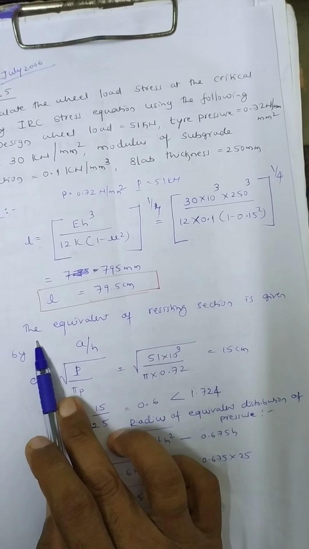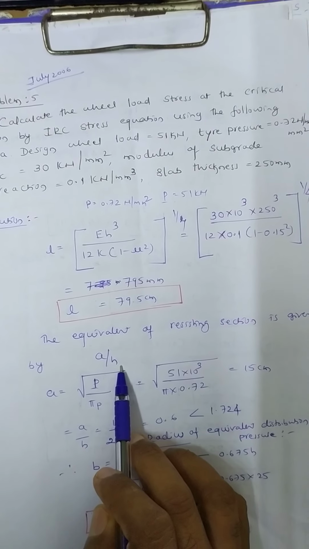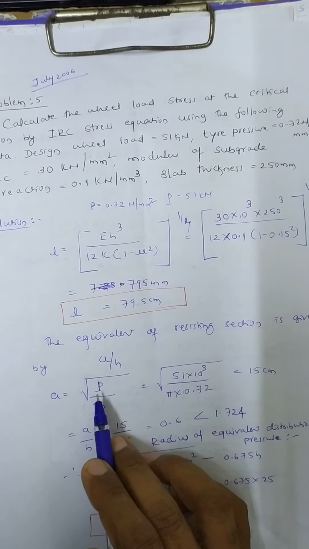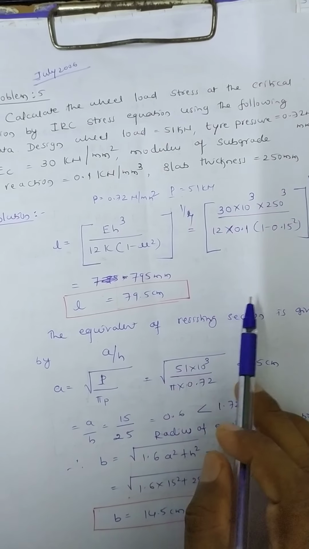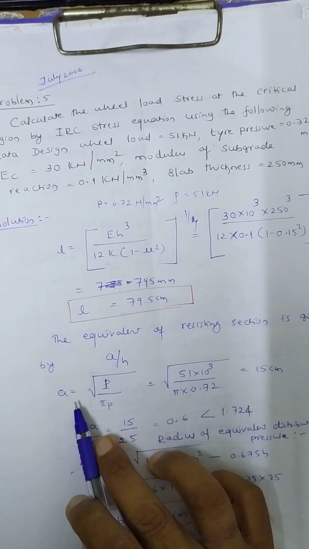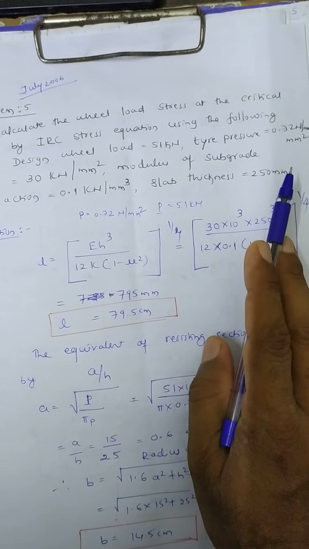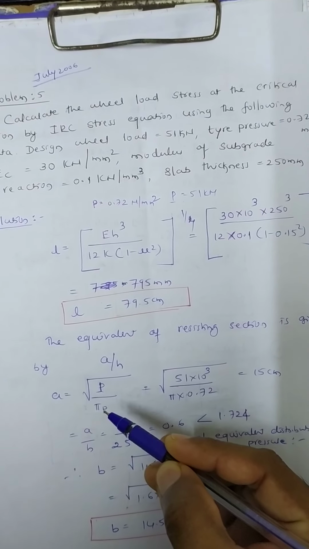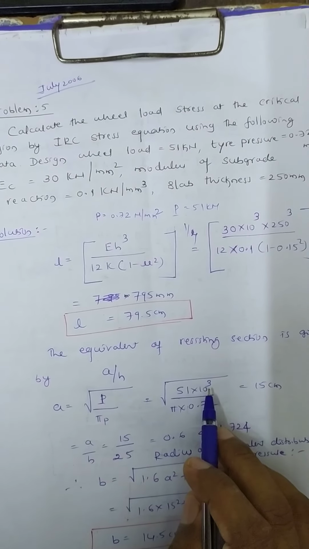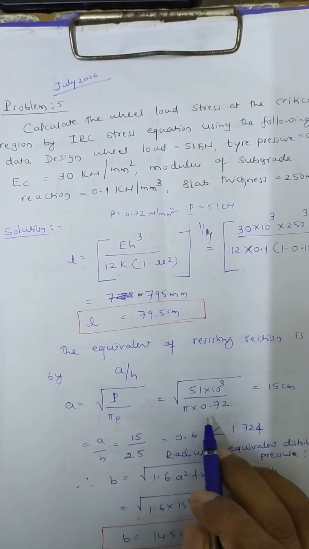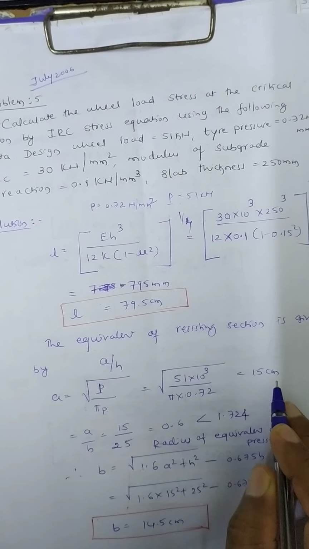The next step is the radius of equivalent resisting section, given by a by h. So a equals square root of capital P divided by small p into pi. Sometimes in the problem they will give the a value directly, as in the earlier problem, but sometimes they will not, so you have to use the formula. P is 51 into 10 to the power of 3, the wheel load, divided by pi into the tire pressure 0.72, so we get a as 15 cm.